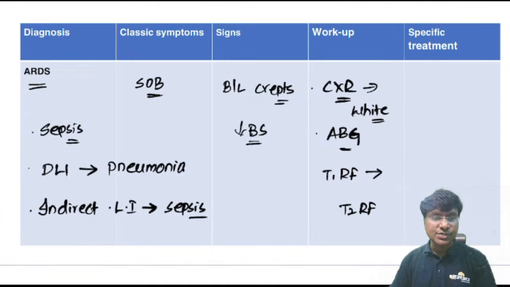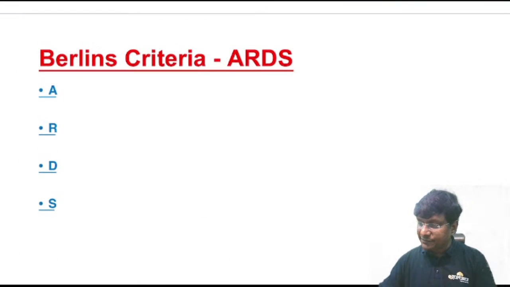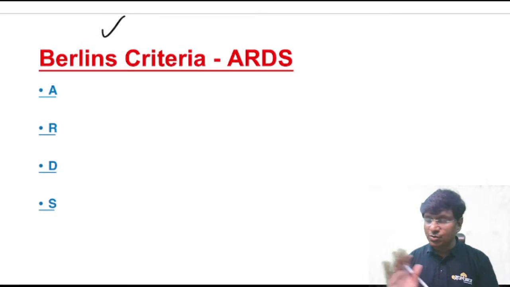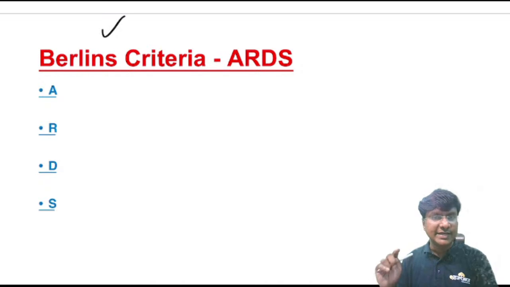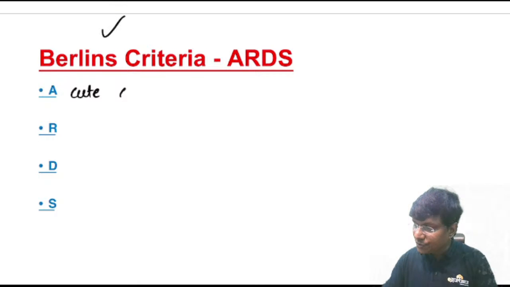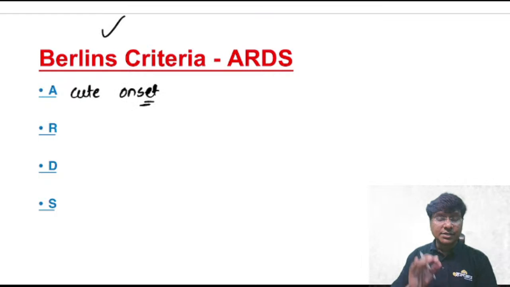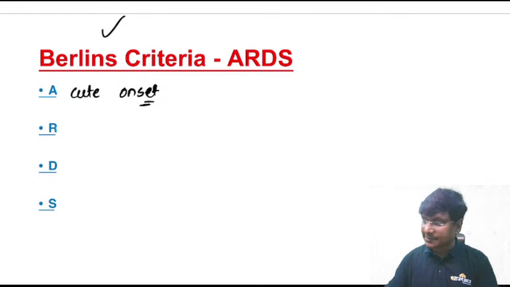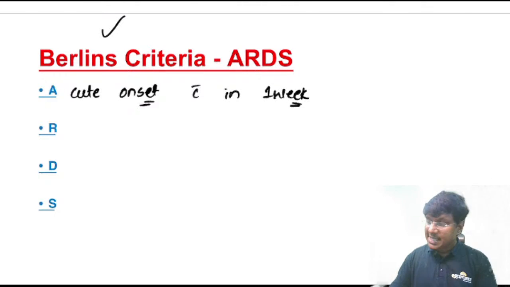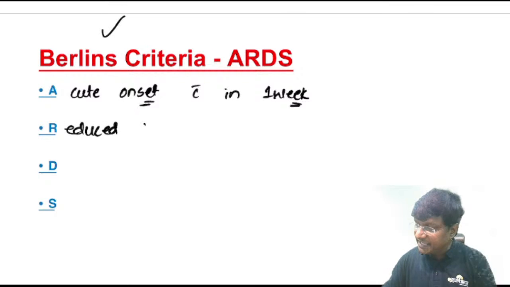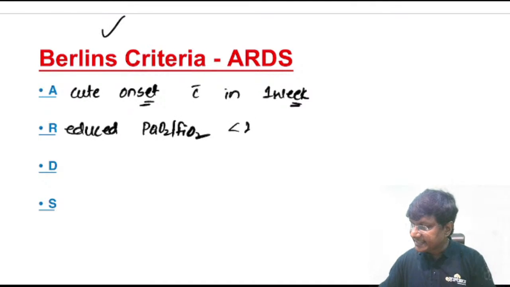Then in case of ARDS, you need to know the name of the criteria also. The name of the criteria is the Berlin criteria. According to the Berlin criteria, there are 4 important features, and I will tell you this in the form of a mnemonic, which is ARDS itself. A stands for acute onset: the symptoms will develop within 1 week of clinical insult. R stands for reduced PaO2 by FiO2. And how much will this be? This will be less than 200.